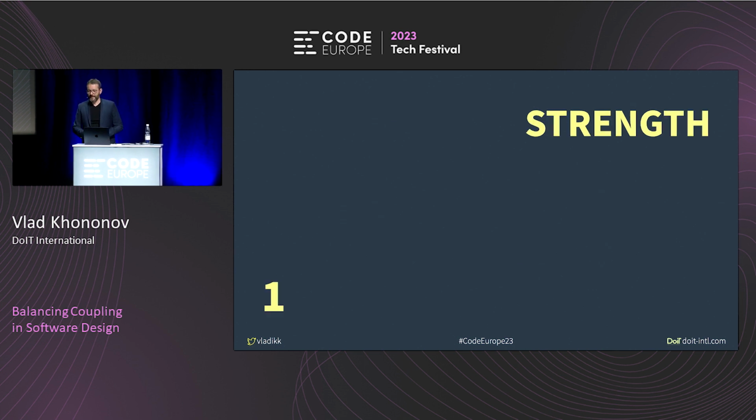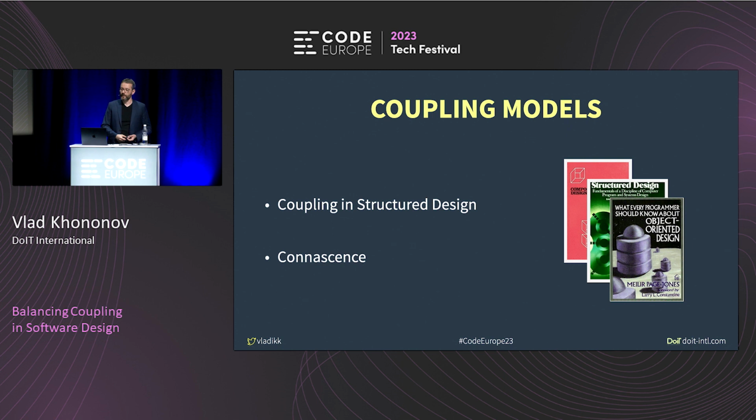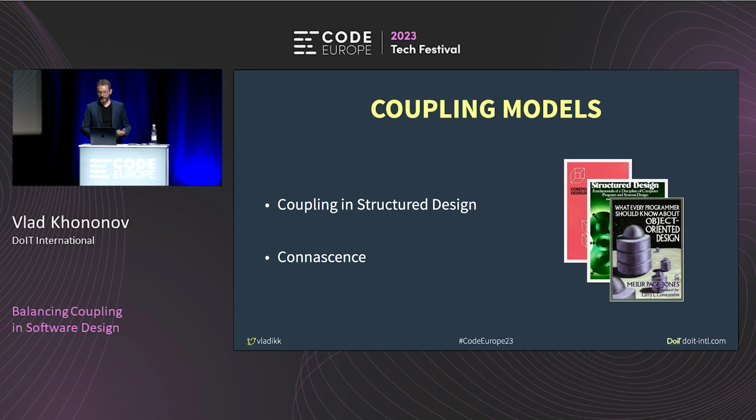So, the effect of strength is probably the most obvious. It reflects a sort of gravitational force that pulls components together. It defines what the impact of a change in one place in a system will be on its other components. The higher the strength, the more cascading changes will follow. And as our industry evolved, a number of models were introduced to evaluate strength, namely coupling in a methodology called structured design and a model called connascence.